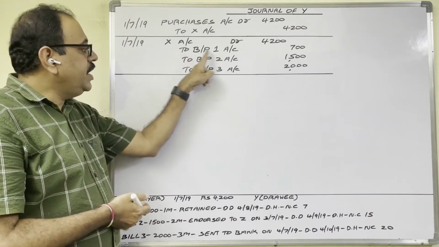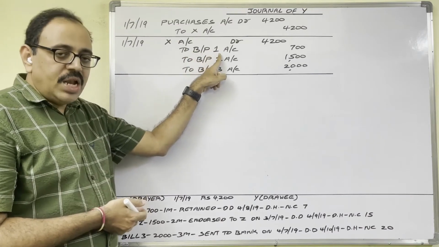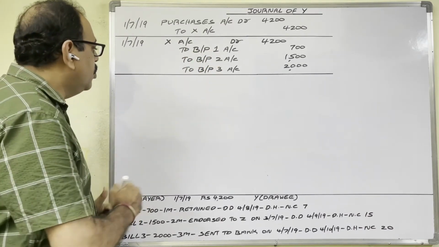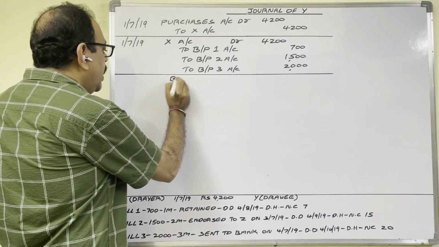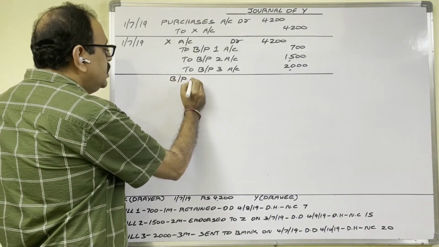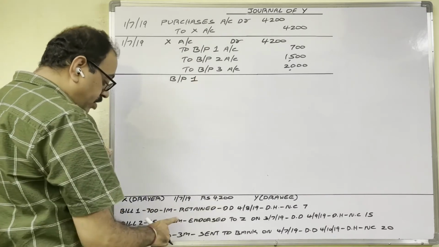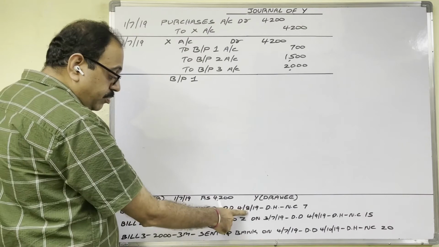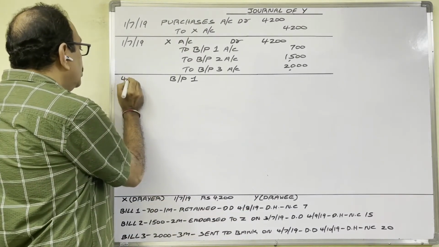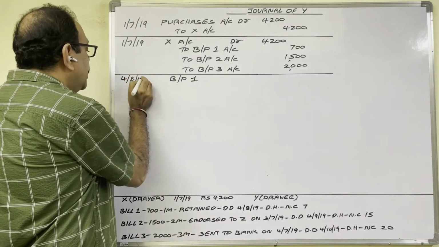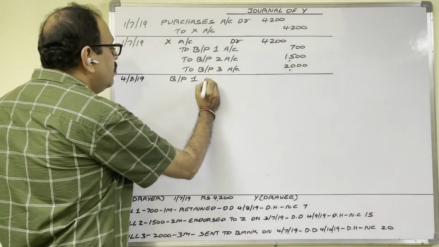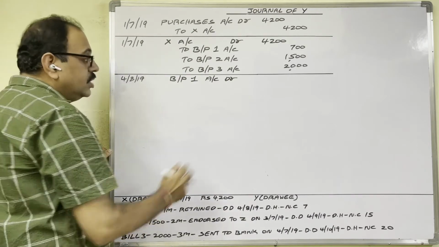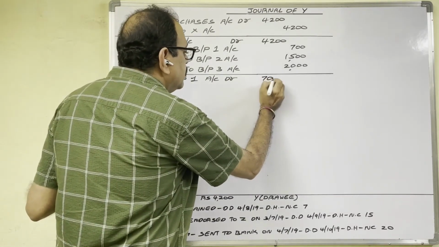So by crediting, we created the bills payable liability. If you want to cancel that, you have to debit. Therefore, the bills payable account we should debit. Which bill is this? First bill, no? The first bill was retained with the drawer and dishonored on the due date. First bill due date, write down here, 4th August 19. Bills payable 1 account debit. First bill value 700 rupees.